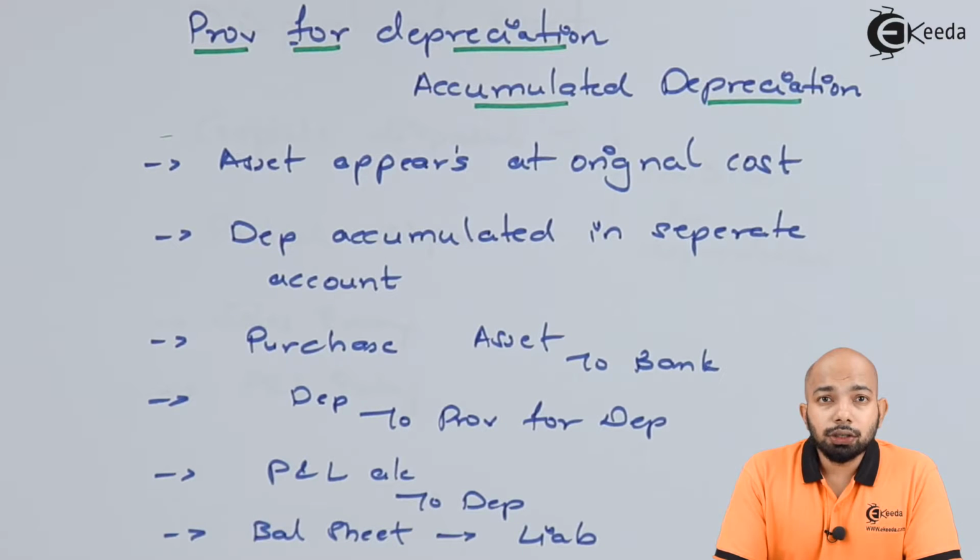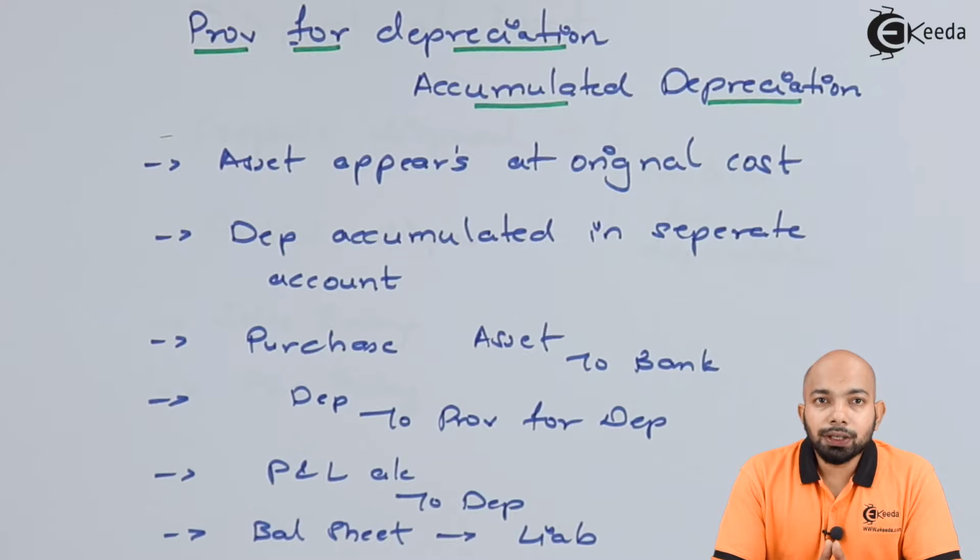Provision for depreciation, or accumulated depreciation. This is one of the most important topics when it comes to charging depreciation. In the first video, probably the first slide, you saw that depreciation can be charged directly only when there is no provision. However, if you are making a provision, you need to keep the asset at its original cost value itself, and there should be no changes in the asset value.